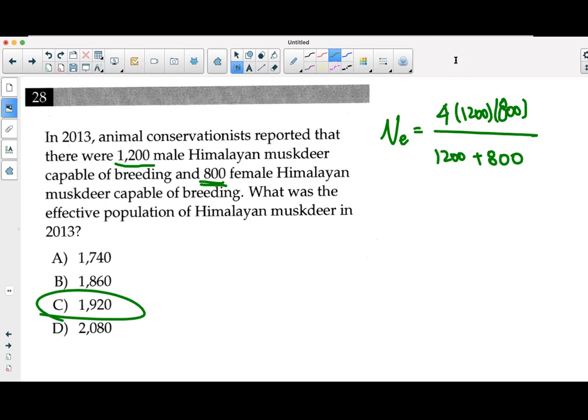All right. So that was number 26 through 28. And I think that's it for the first component. The second one is 35, 36, 37. All right, guys, let's look at those questions.